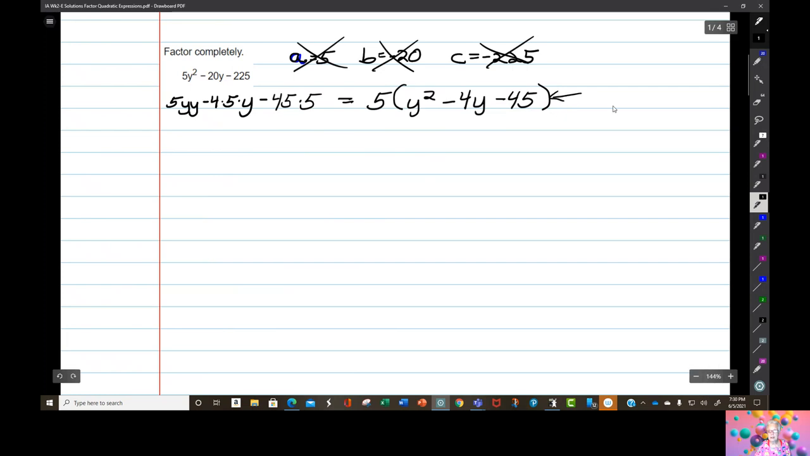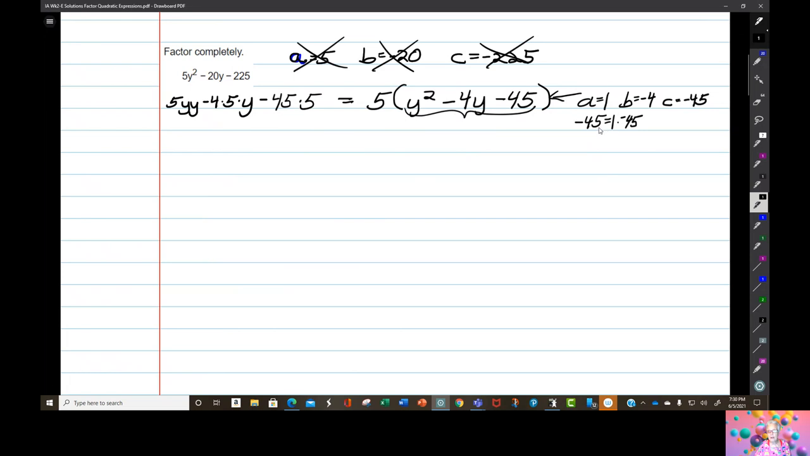Here, a is 1, b is negative 4, and c is negative 45. I can factor this easily just by factoring negative 45. Negative 45 equals 1 times negative 45.